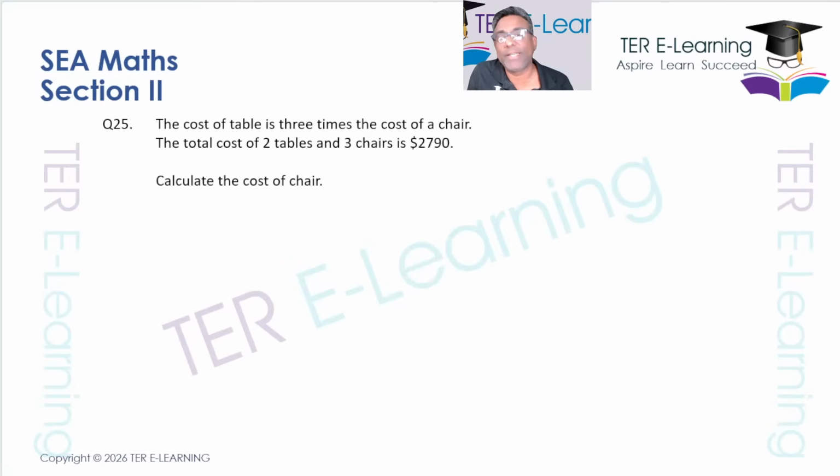All right, jumping on to the next question here. Now section 2 is the section that carries the most amount of marks. Some of the questions can be simple, some of them could be a little difficult. So the cost of a table is 3 times the cost of a chair. The total cost for 2 tables and 3 chairs is $2,790. Calculate the cost of a chair.